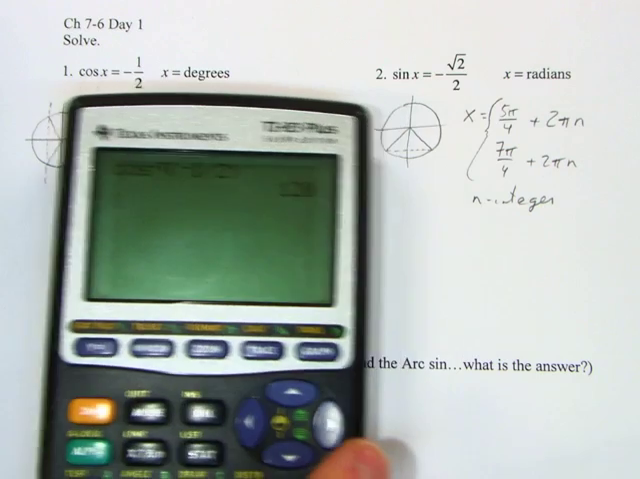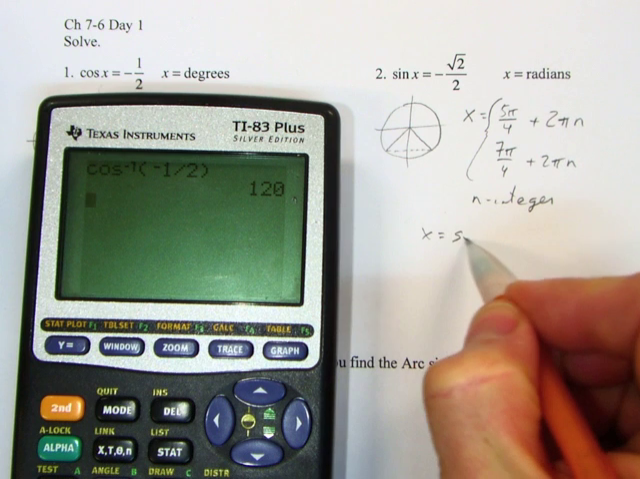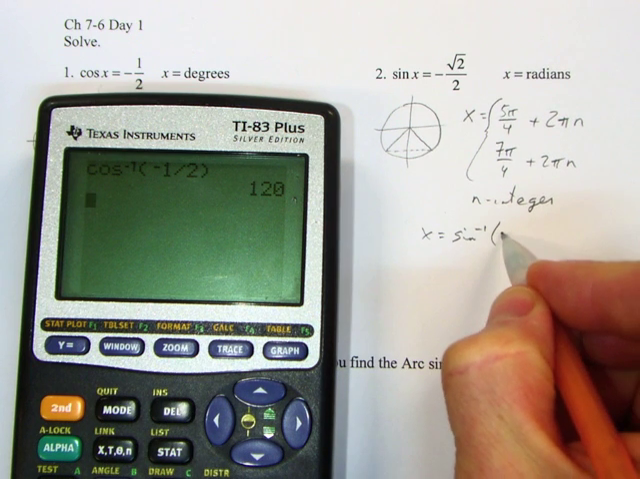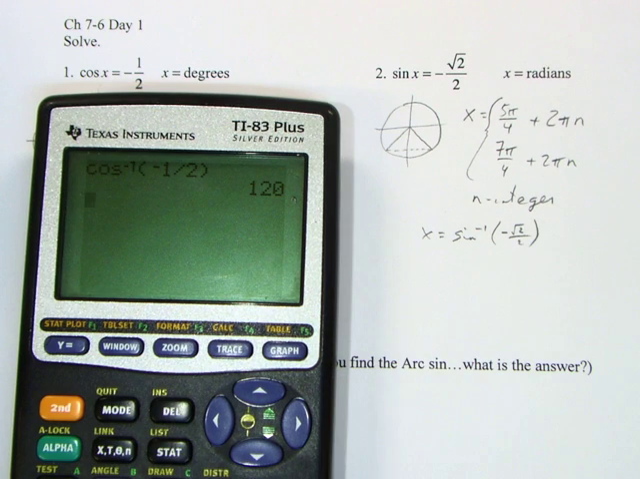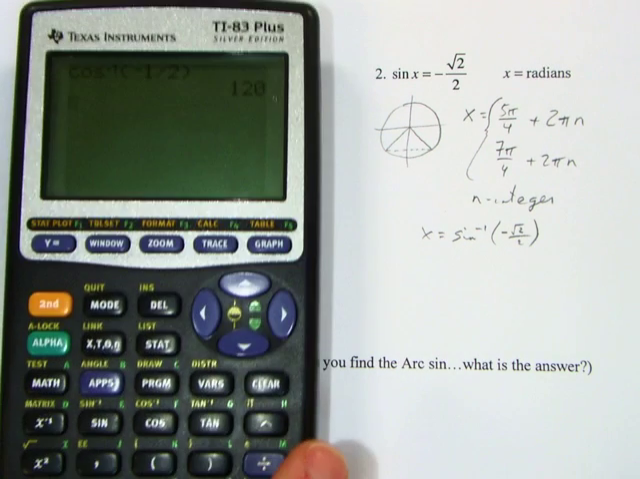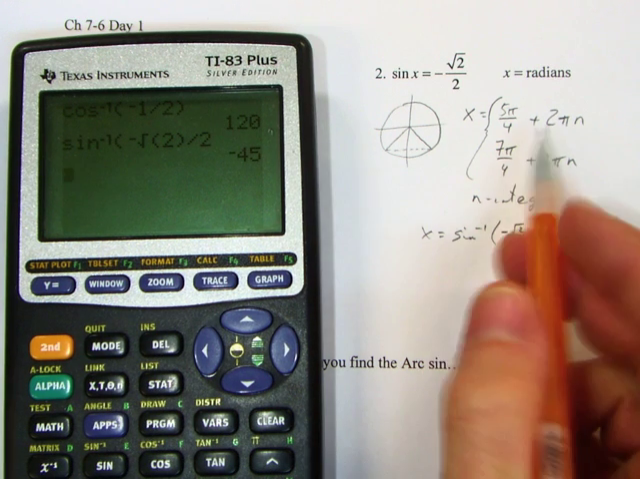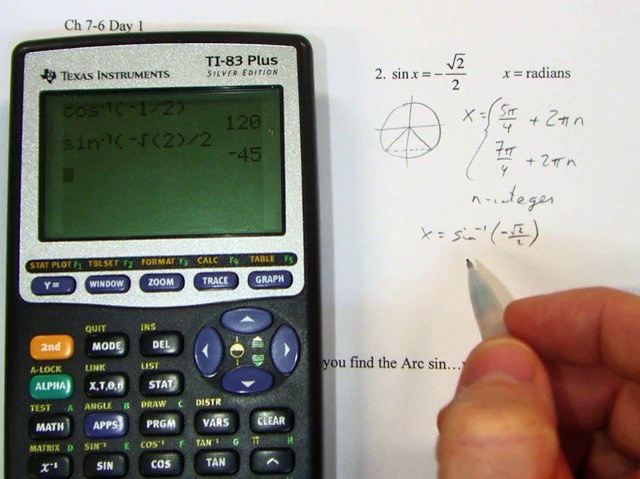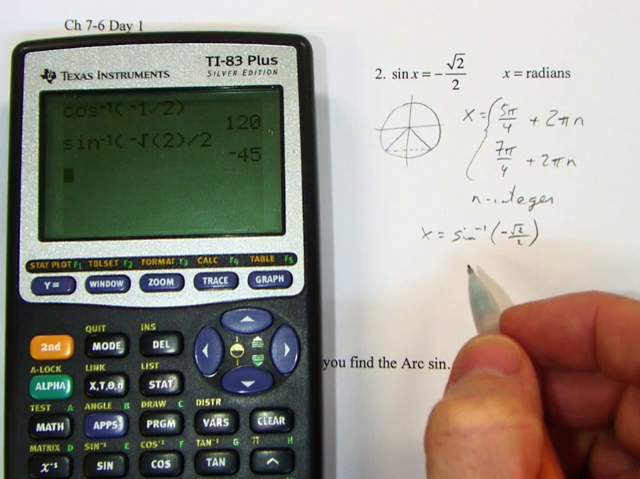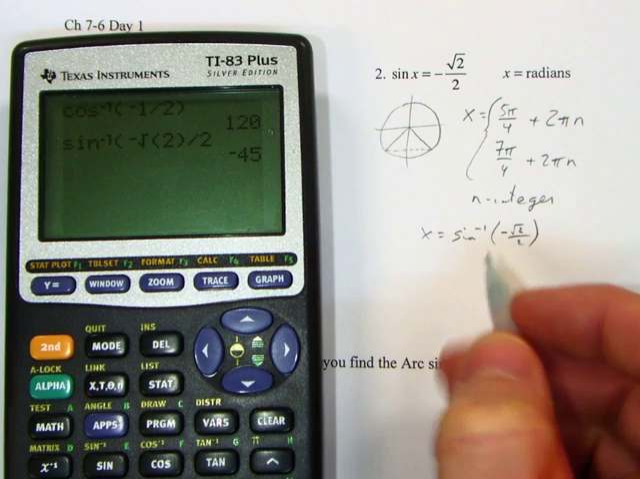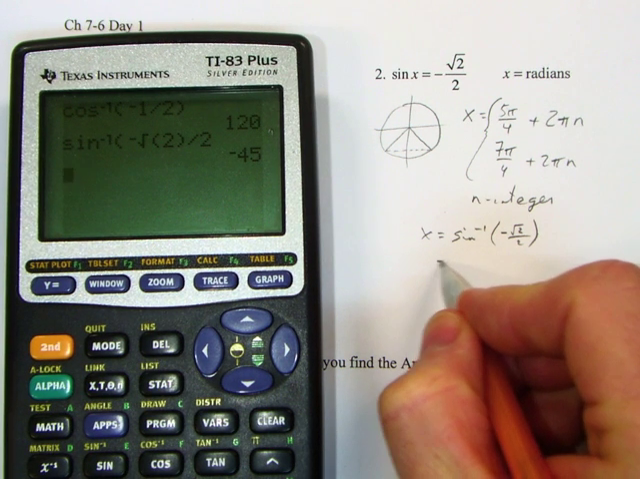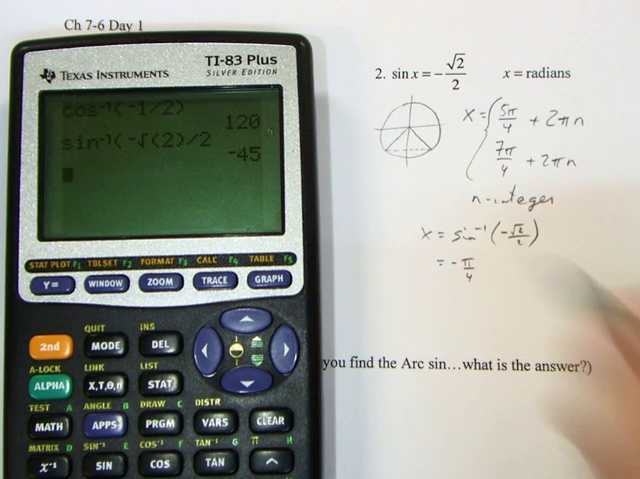Let's take a look at the second one. We would say x equals the inverse sine of -√2/2. So we'll say second sine, and then negative square root of 2, close that, divide by 2, and it gives us, that didn't give us either of these. Oh, I'm still in degree mode, and I want to be in radian mode because recognizing the decimal equivalent of pi over 4 is not so easy.